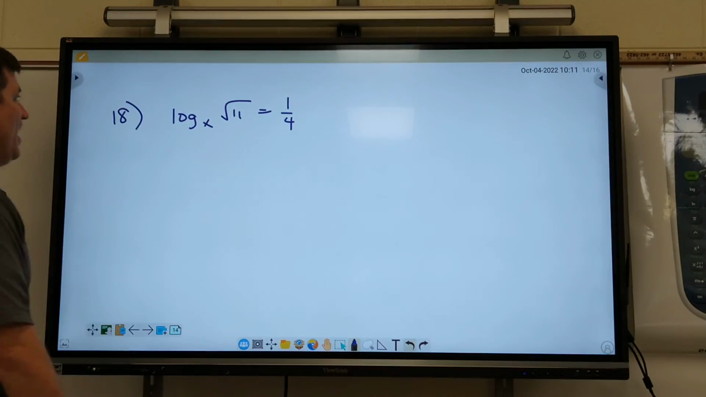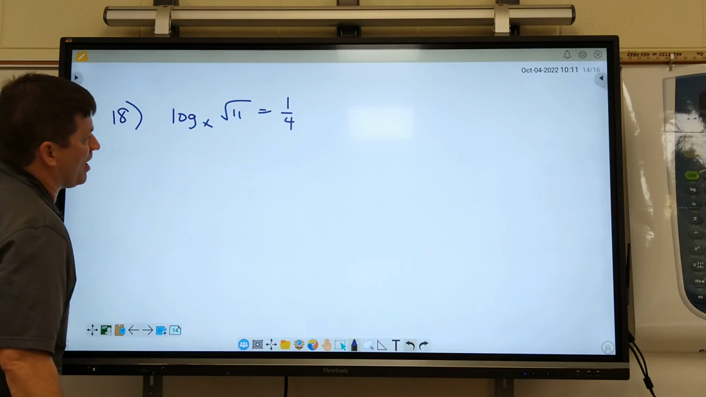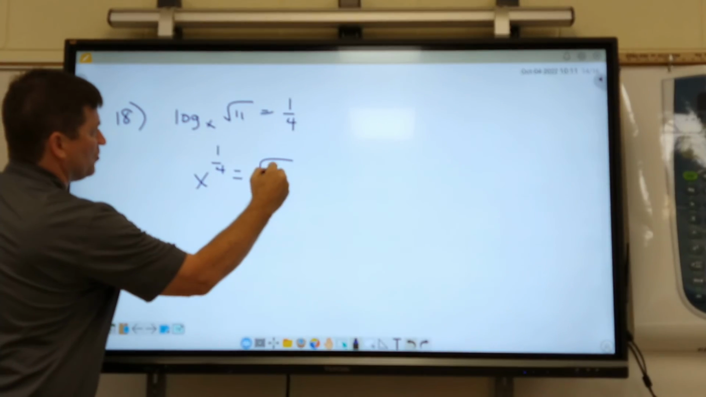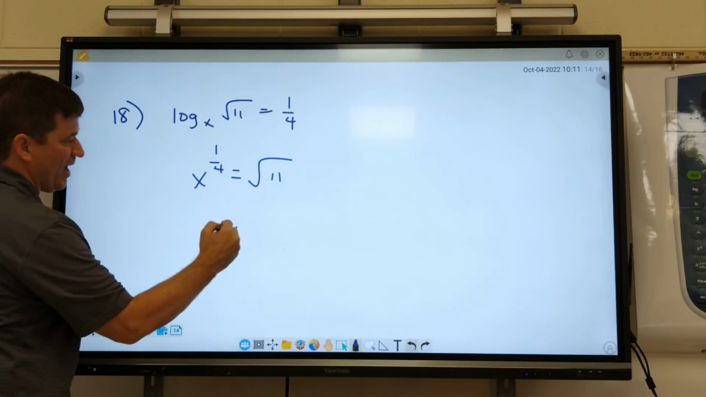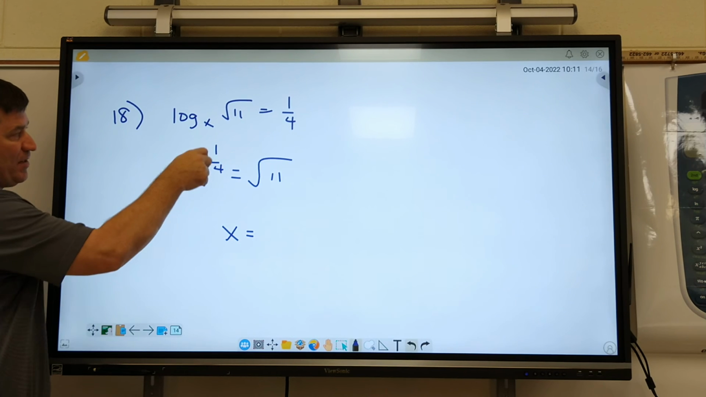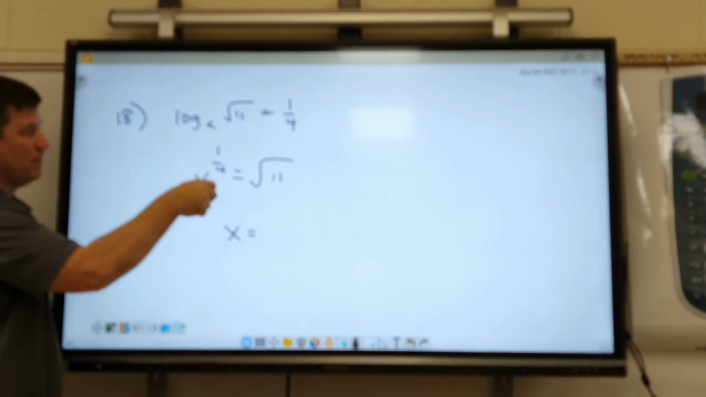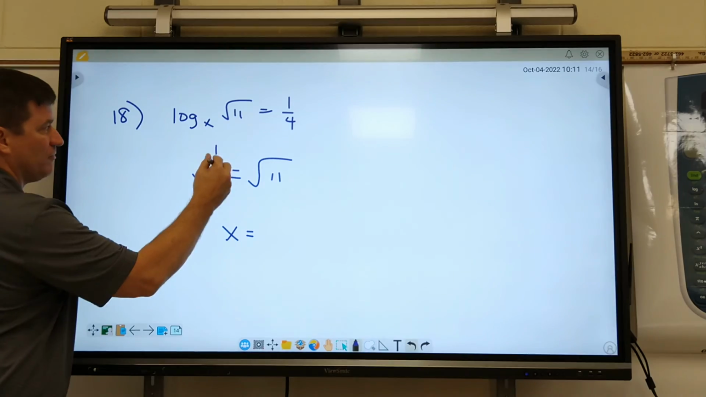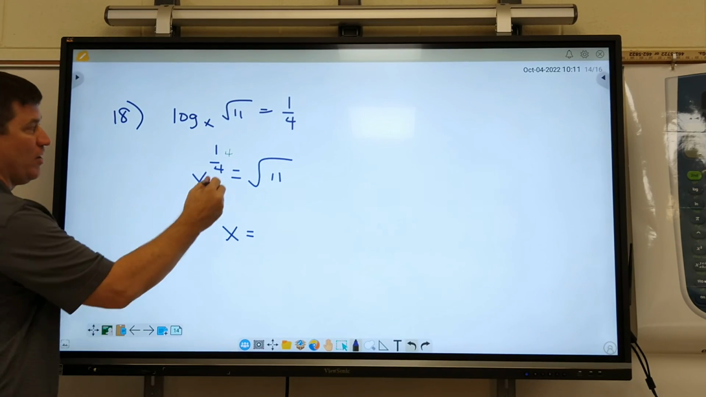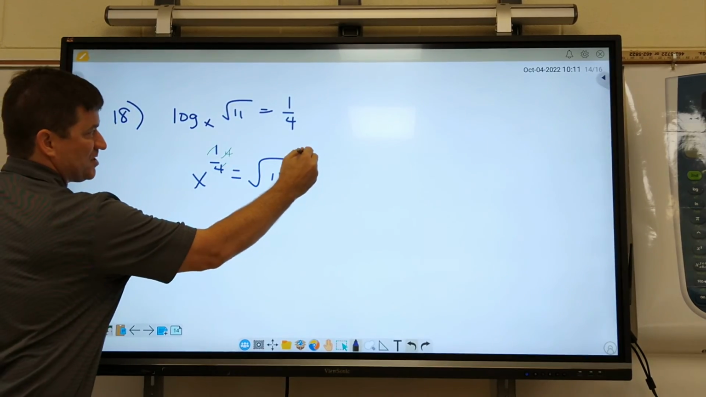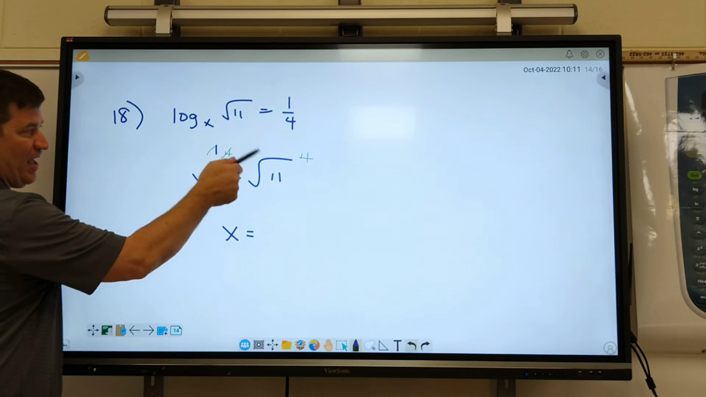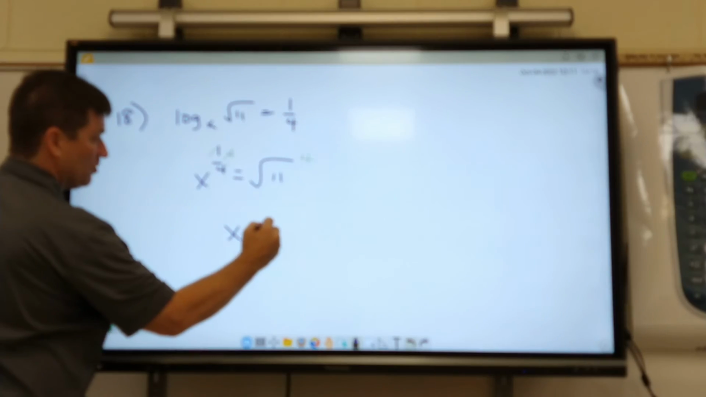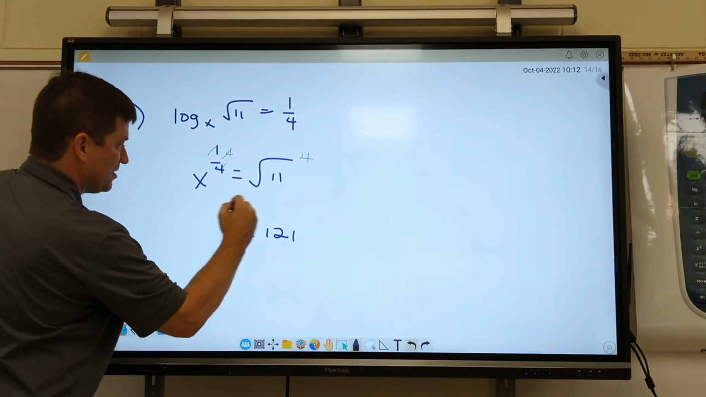All right, last one, 18. This one gave y'all a lot of trouble a month ago. It's going to be x to the 1/4 equals root 11. Now remember, you got to get the x by itself, which means we got to make that 1/4 cancel out. How do I do that? Do the reciprocal. So instead of 1/4, if I times it by 4 over 1, it cancels it out. But now I got to times this by 4 over 1 too. So just type that in your calculator and somebody tell me what it gives you. 121? Somebody said 121.